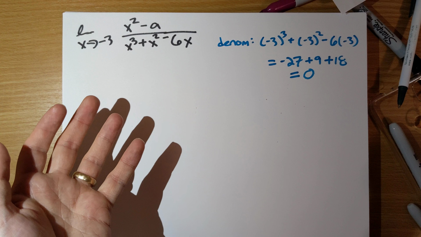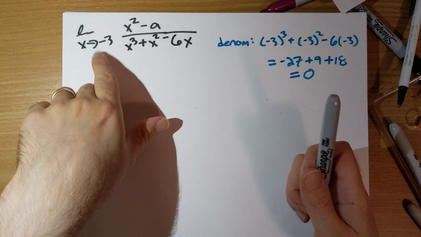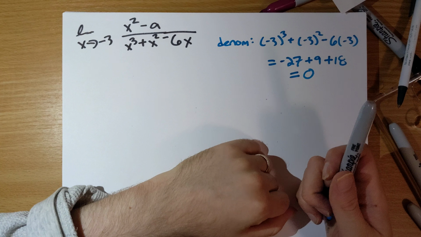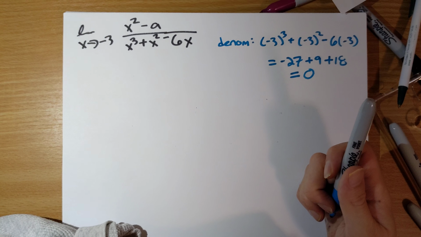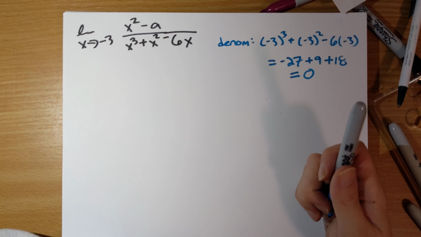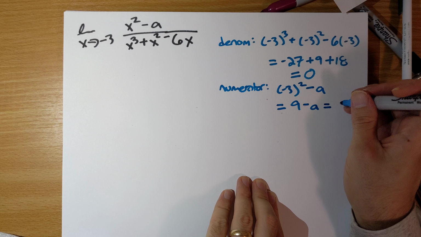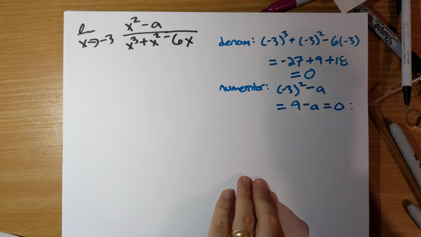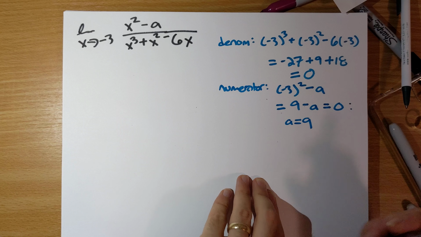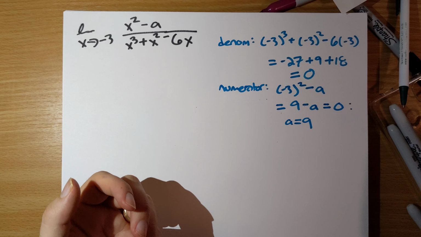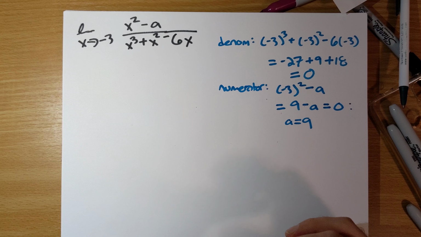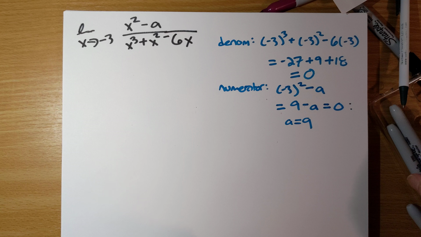Otherwise, we're toast. Like if we plug in -3 into the numerator and get 7, we'd be stuck with 7 over 0. The limit's not going to exist. So plugging in -3 into the numerator, -3 squared minus a is 9 minus a, and we want this to equal 0. When does this equal 0? When a is equal to 9. So for part A of problem 29, for what value of a does this limit exist? a is equal to 9.